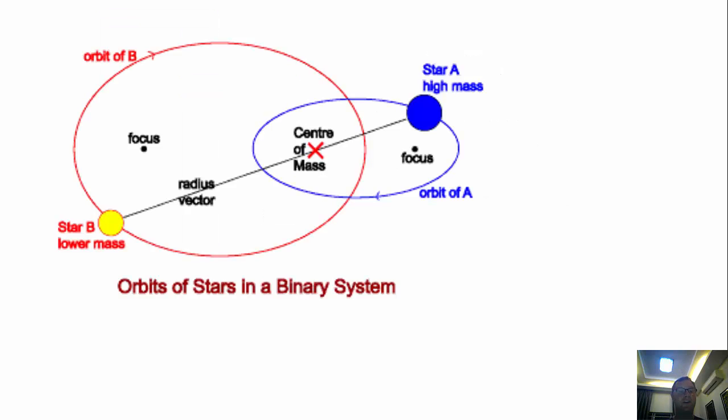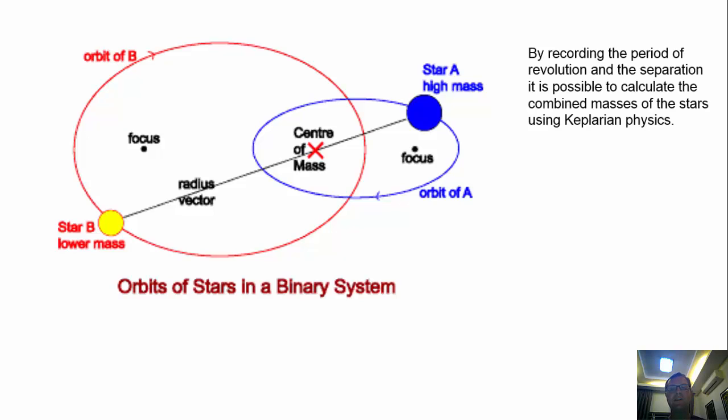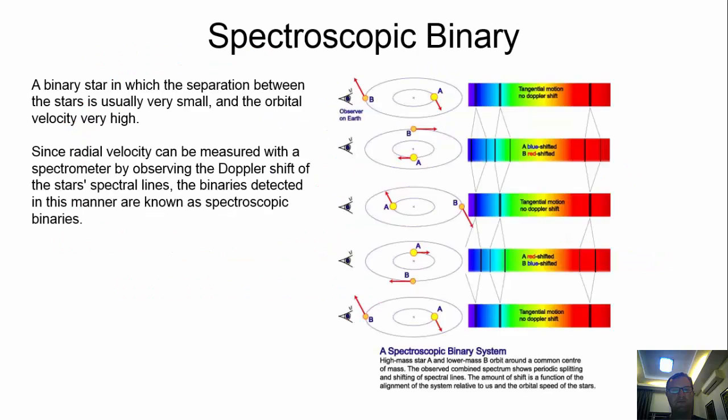Now, by looking at the orbits of two stars, by recording the period of revolution and the separation, it's possible to calculate the combined masses of the stars using Keplerian physics. This isn't something you need to do for the IB course, but it's a useful enough fact to recognize that we can measure the period and measure the average separation and use that to calculate the combined mass of the two stars, which could be useful for you if you decide to study binary stars sometime in the future. Thankfully, it's not part of the IB examination.